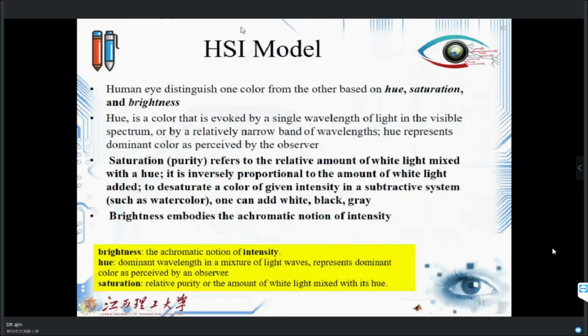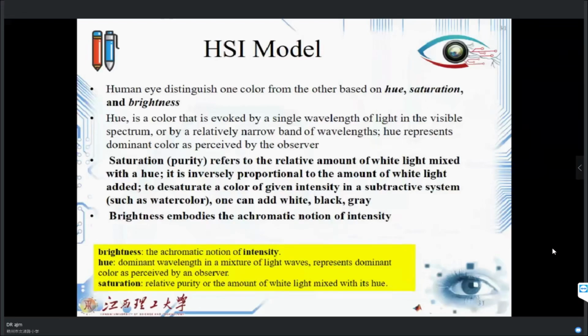The next model that we talk about is HSI. The point in HSI is that the human eye can distinguish one color from another based on three parameters: hue, saturation, and brightness. Hue is the color evoked by a single wavelength of light in the visible spectrum, or by a relatively narrow band of wavelengths. We represent the dominant color as perceived by the observer.